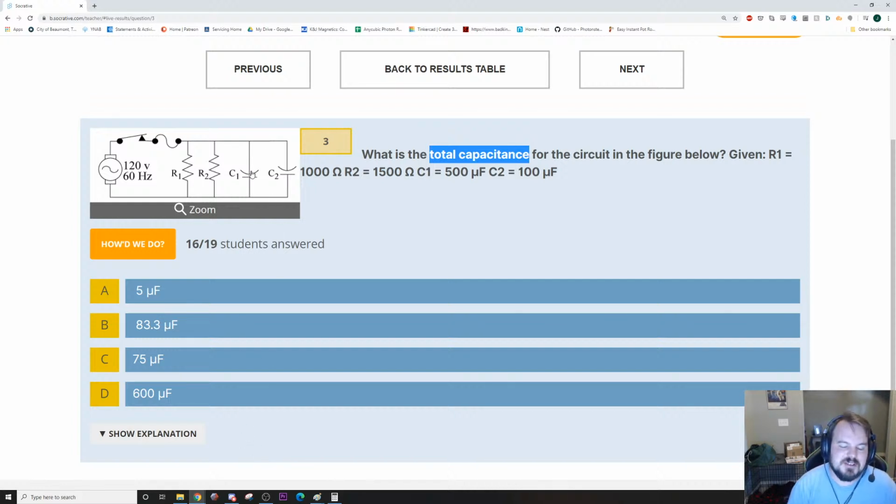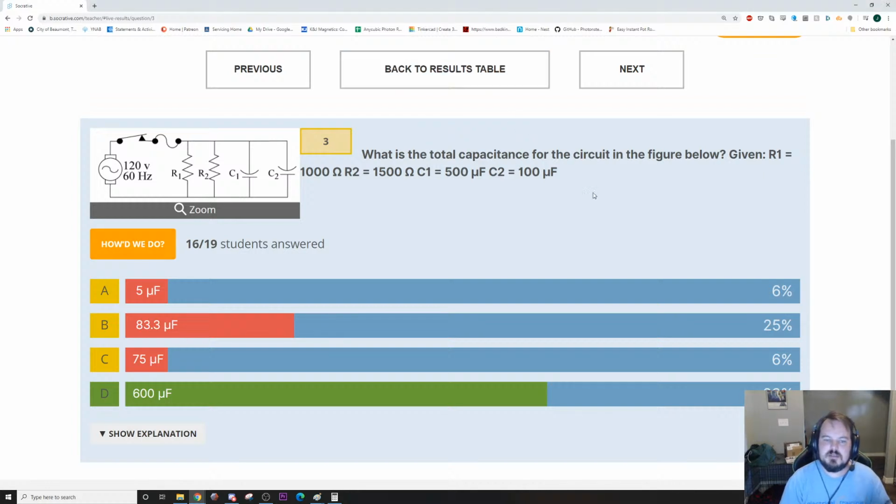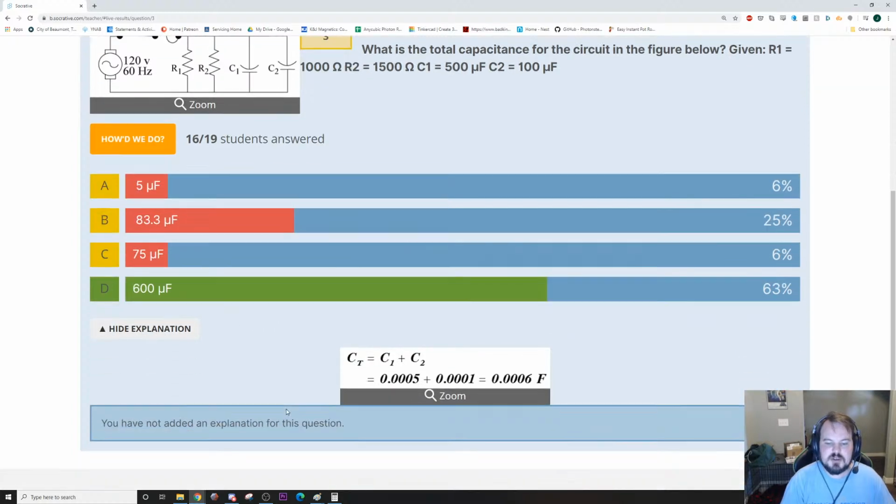So, capacitors in parallel combine like resistors in series. So capacitors in parallel add up. We have a 500 and a 100. It's 600 is the answer. And I just told you to read the question. So it's good that we're going over these, because you need to read the question. Yeah, see? See? They add up.